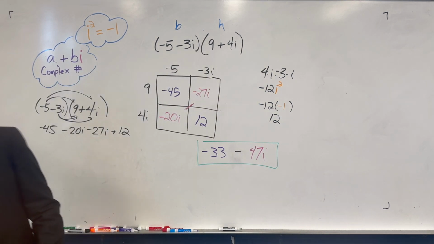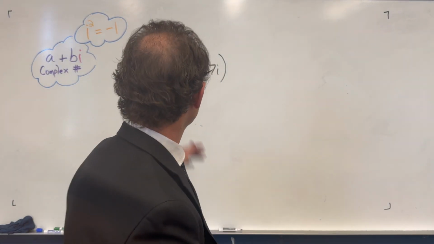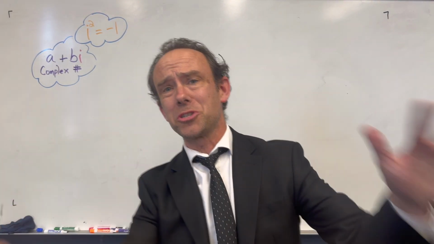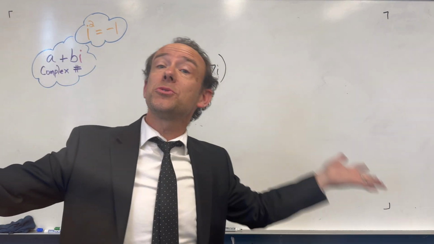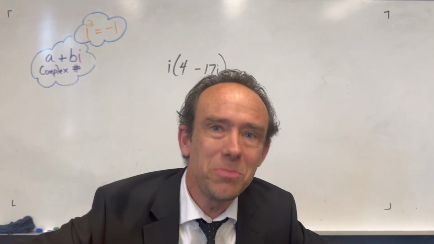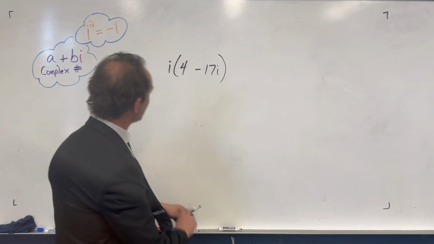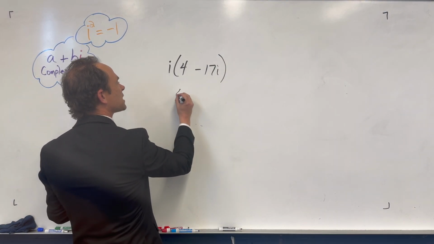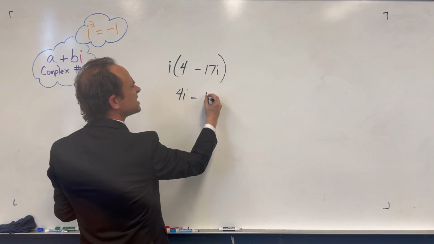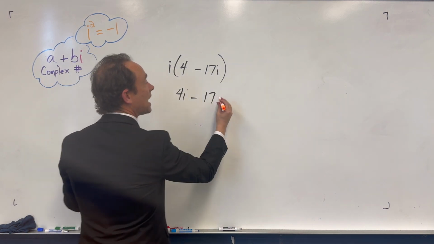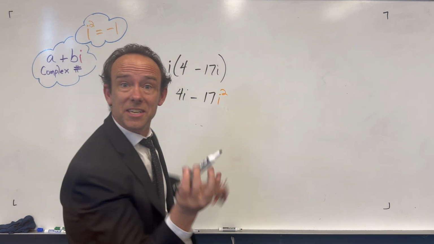All right, last problem. What happens a lot of times is students get good at multiplying binomials because we do that most often. And then something like this, they're like, oh, I don't know what to do on this problem. Look, you just distribute. Instead of distributing 4 times, you only have to distribute twice. So you just go i times 4, that's 4i, minus i times 17i is 17i squared. Represent i squared as -1.